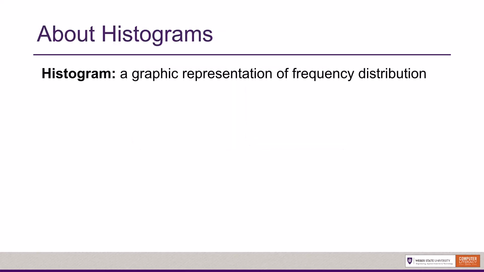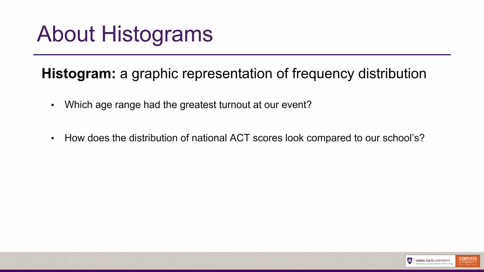A histogram is a graphic representation of frequency distribution. They can be helpful for answering questions like, which age range had the greatest turnout at our event? And how does the distribution of national ACT scores compare to our schools?